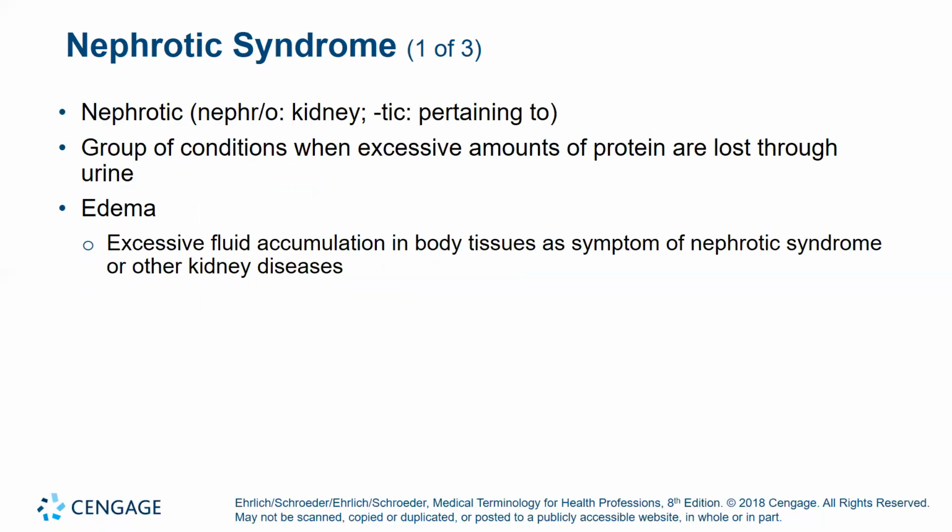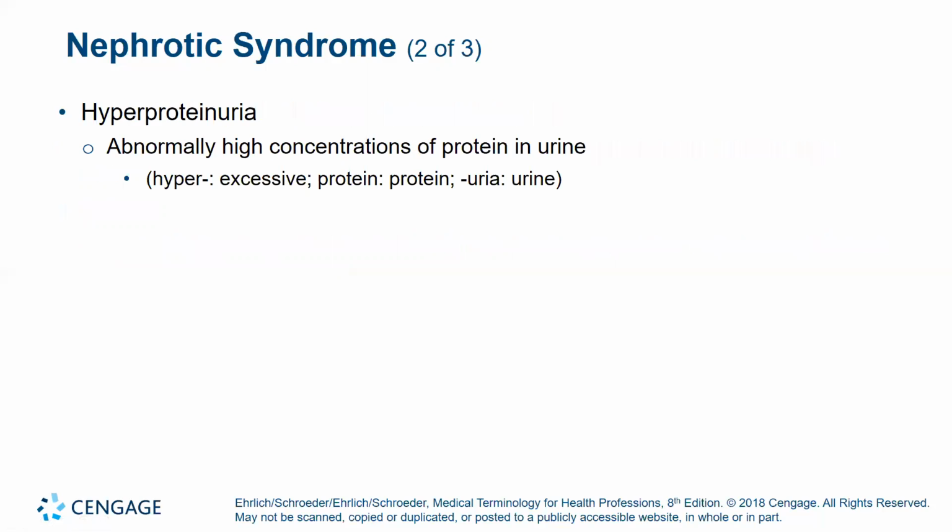Nephrotic syndrome. Looking at this term, nephro is kidney, tic is pertaining to, so it's pertaining to the kidney. Next, we have edema. This is excessive fluid accumulation in body tissues as a symptom of nephrotic syndrome or other kidney diseases. Hyperproteinuria is an abnormally high concentration of protein in the urine. So hyper is excessive, protein is protein, and uria is urine.